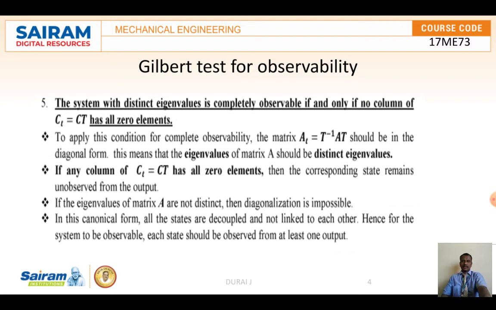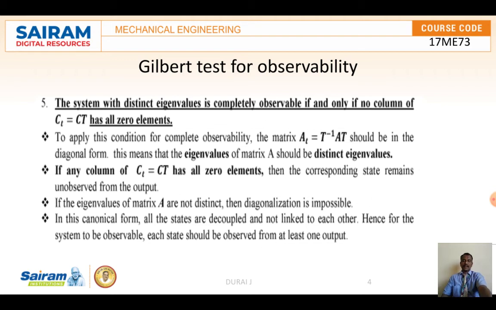Suppose AT is equal to T inverse A T, meaning it is in diagonal form. This means the eigenvalues of matrix A should be distinct eigenvalues. And next, if any column of CT has all zero elements, then the corresponding state remains unobserved from the output. Suppose a column of CT has all zero elements, then we say that the corresponding state is unobserved from the output. So this is a term to remember.